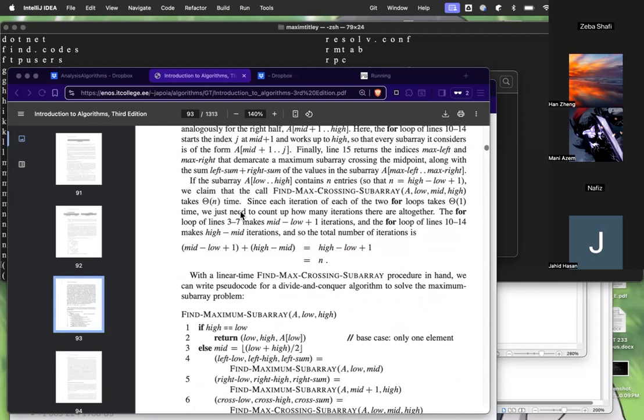Finally, line 15 returns the indices max-left and max-right. Lost my place. Sorry about that. Finally, line 15 returns the indices max-left and max-right that demarcate a maximum subarray value.